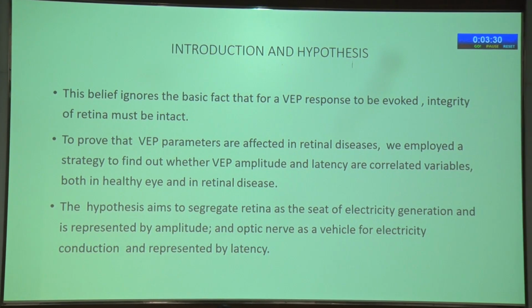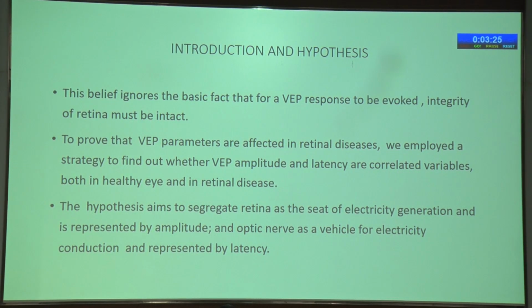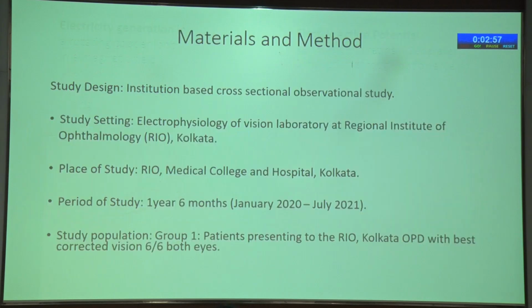So to prove that VEP parameters are affected in retinal diseases as well, we have employed a strategy to find out whether the amplitude and latency are related or not, both in healthy eyes and in retinal disease patients. Here we aim to segregate that retina is the seat of electricity generation, which is represented by amplitude, and optic nerve is the vehicle for electricity conduction, represented by latency. So here we have compared our optic nerve pathway to the generation of current in an electric bulb, where electric action potential is generated in the retina as generator, and conduction is through the optic nerve.